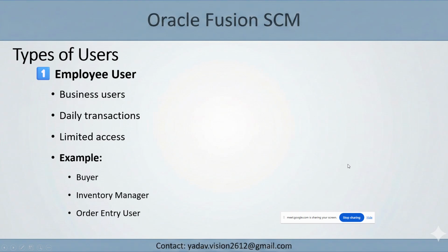So next, the types of users. There are two types of users. If you are using Facebook or Instagram, you need to be aware of which user you are. You are not an employee user. Employee users are whoever is working for Facebook or Instagram. We call business users those where we are going to perform the transactions and have limited access.